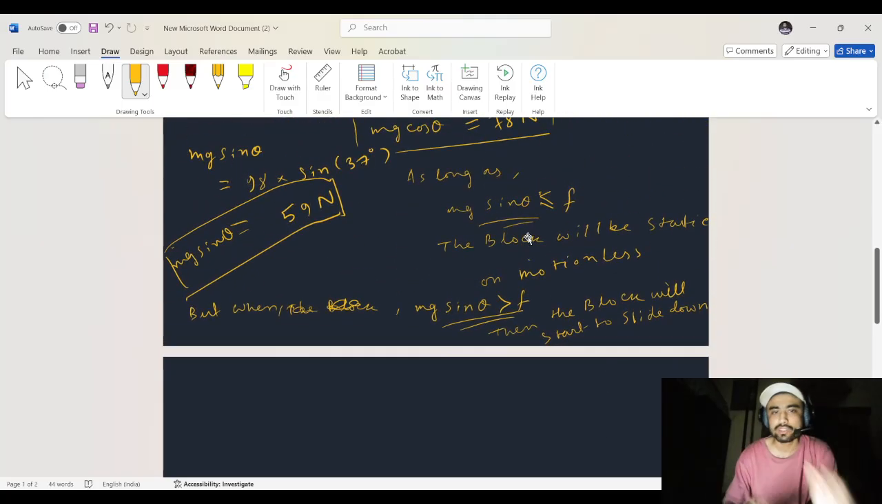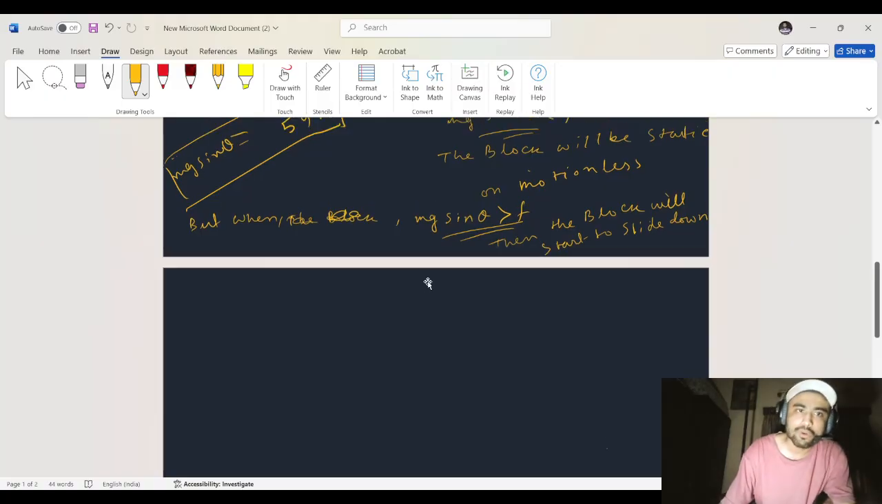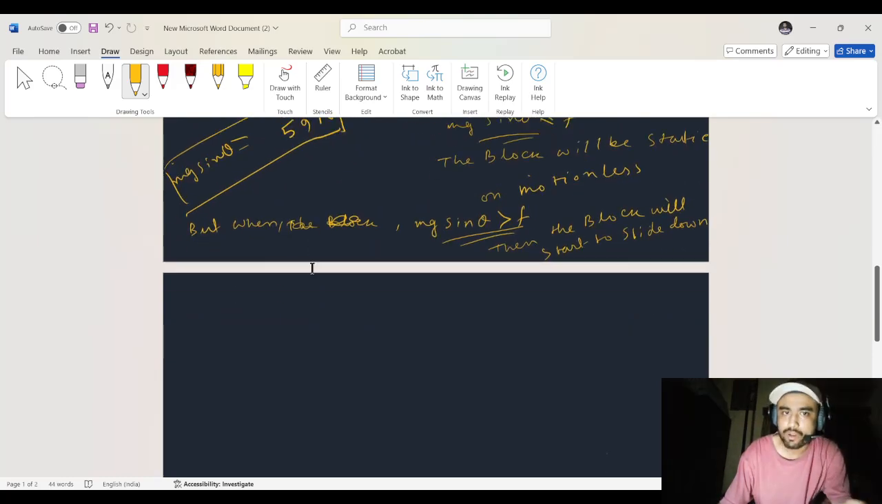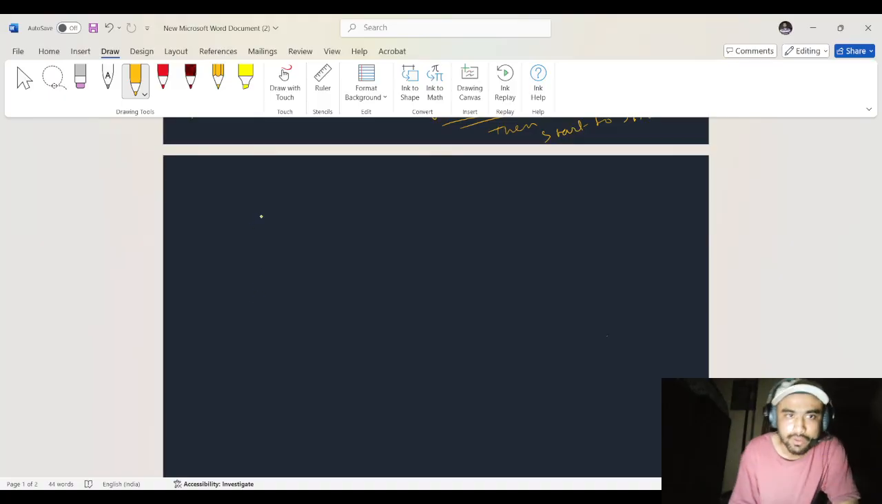Now we have to find out whether mg sine theta is greater than the frictional force or not. To find that out, we have already evaluated the value of mg sine theta. Now we can evaluate the value of frictional force.